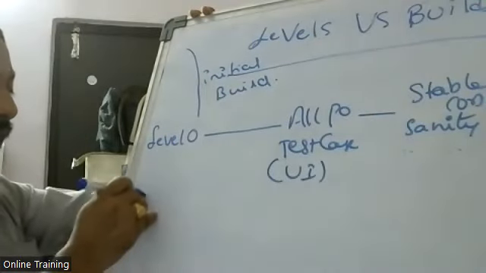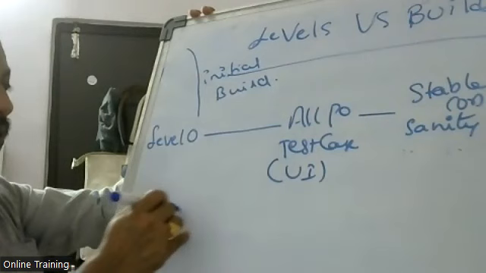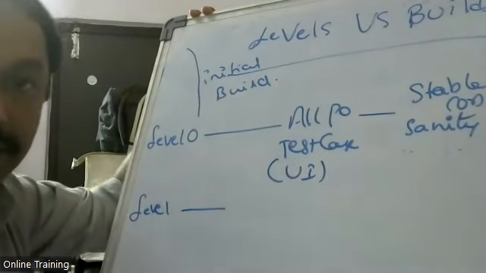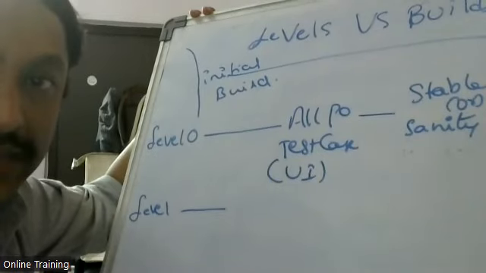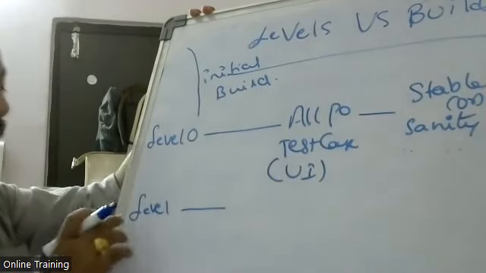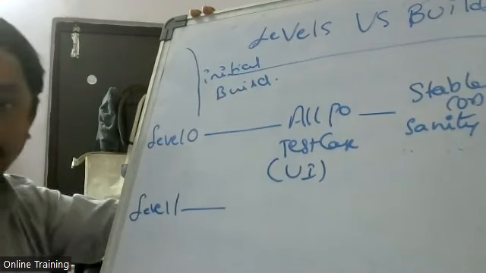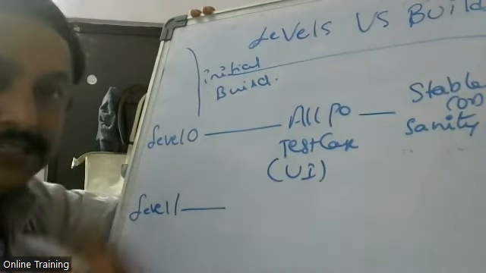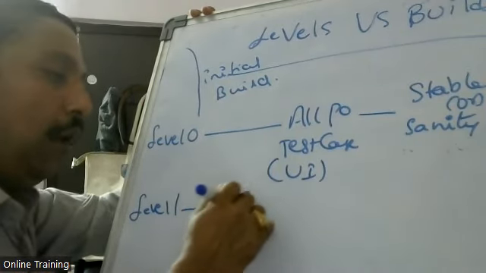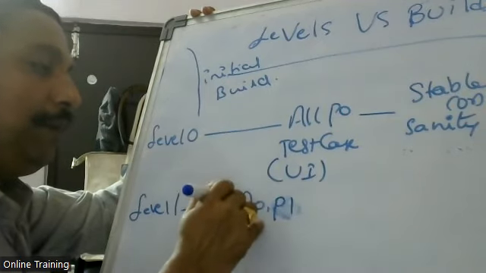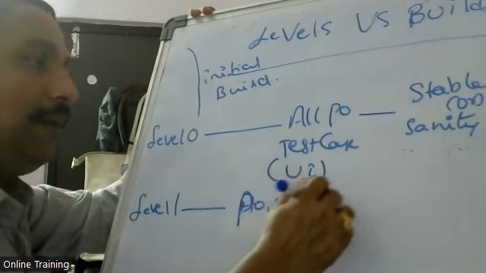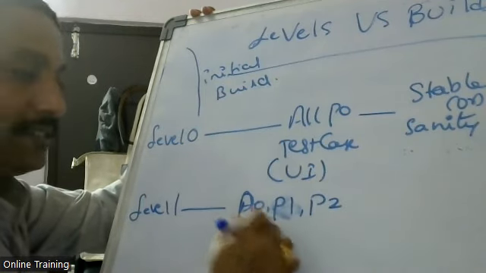Next, in level 1, the testers are going to check all P0, P1, P2 as batches.